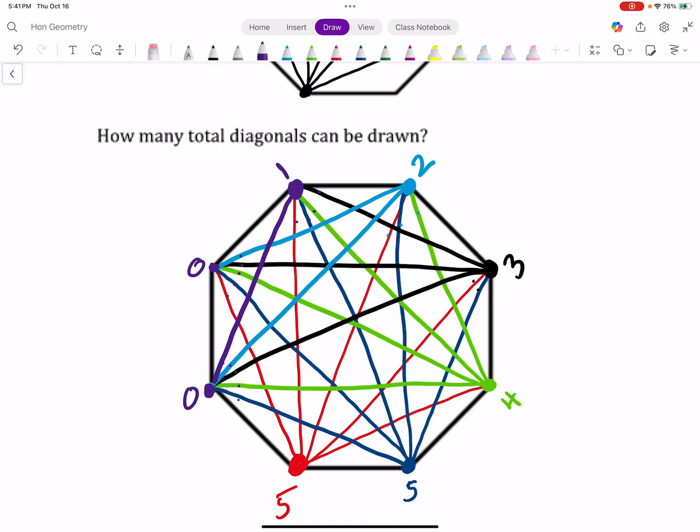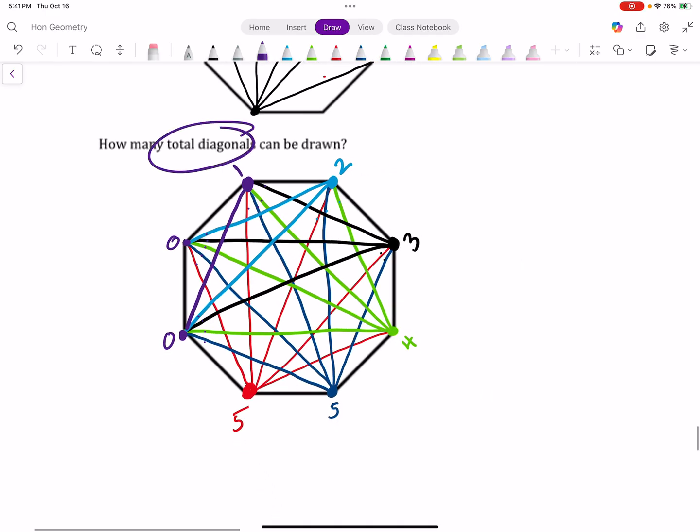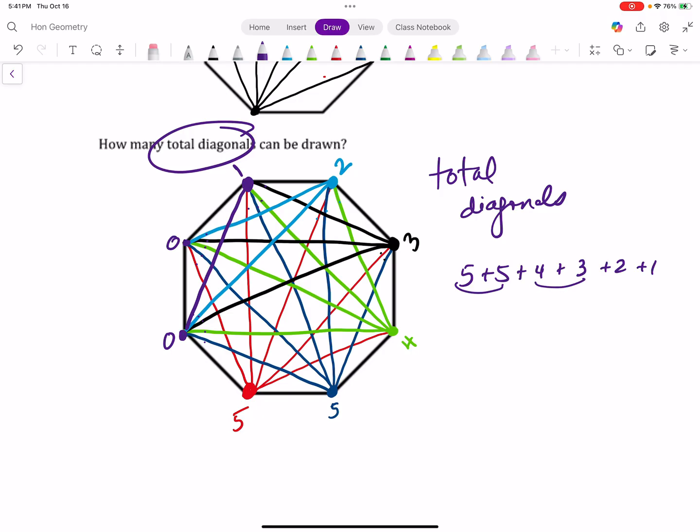We've already had them. So our total diagonals, we'd have 5, 5, 4, 3, 2, 1. So there's 10, 17, 3 more. 20 total diagonals. Okay? All right.